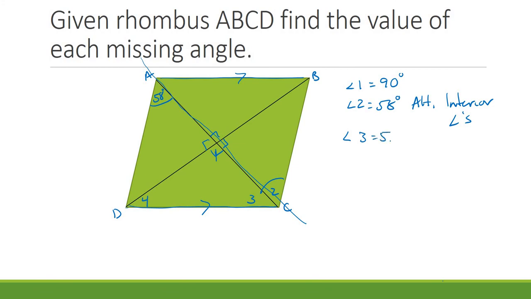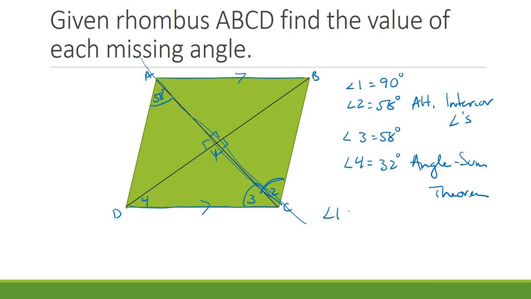Angle 3 also has to be 58 degrees because the diagonals of a rhombus bisect, meaning divide this angle into two equal parts. So if angle 2 is 58, angle 3 has to be 58. Then the last thing I can say is that angle 4 is 32 degrees, and that's by the angle sum theorem.